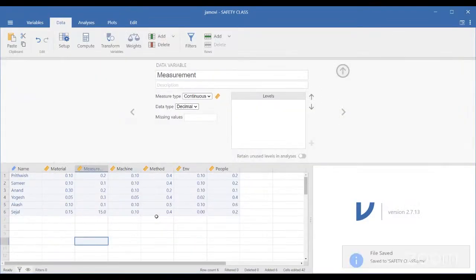Any other people? Measurement in this line seems wrong. 0.15, right?